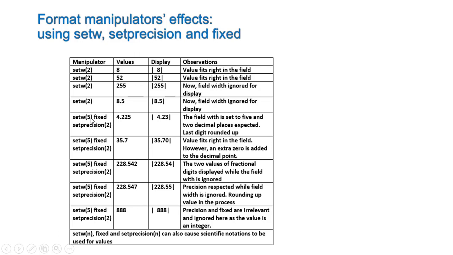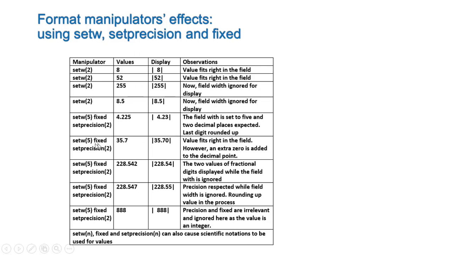Here, setw 5, fixed, then setprecision 2, and we are entering a value of 4.225. Here you can see that it shows 4.23. What is happening here is easy to understand. This number 5 is rounded up, making it print 4.23. The field width is set to 5 and 2 decimal places are expected, and the last digit is rounded up.